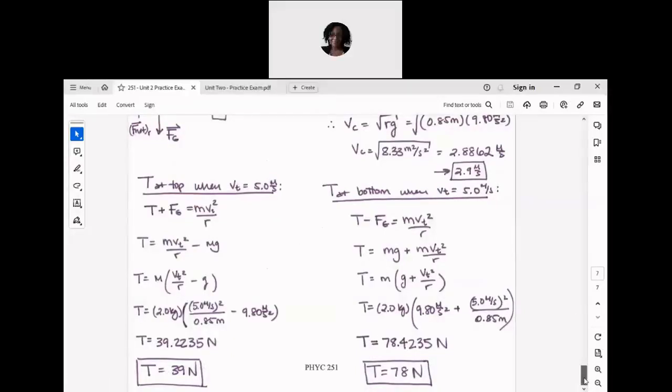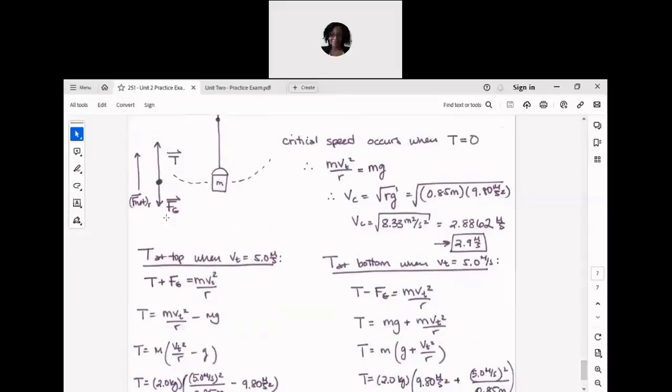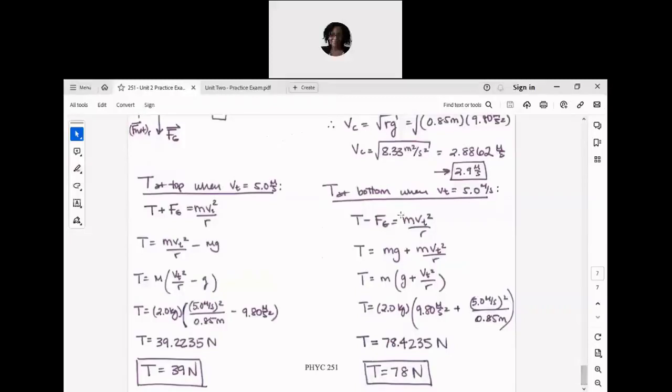For the bottom of the loop, the free body diagram is a bit different. Tension is going to pull toward the center of the loop, but now Fg, the gravitational force, is directed away from the center. So I treat that as a negative. Net force is always going to be oriented toward the middle of the circle. So I have T minus Fg for the tension at the bottom. And all I need to do is isolate T and I end up with 78 newtons.